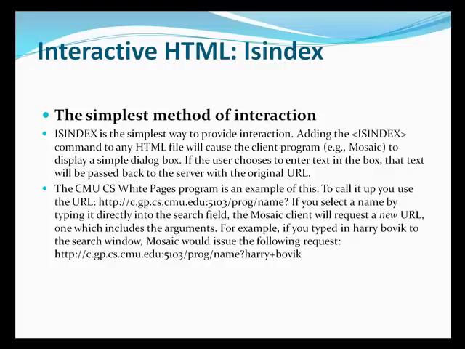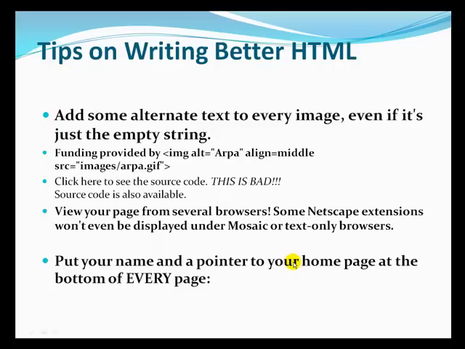If you select a name by typing it directly into a search field, the Mosaic client will request a new URL, one which includes the arguments. For example, if you typed Harry Bogvik into the search window, Mosaic would issue the following request. And it's right here.